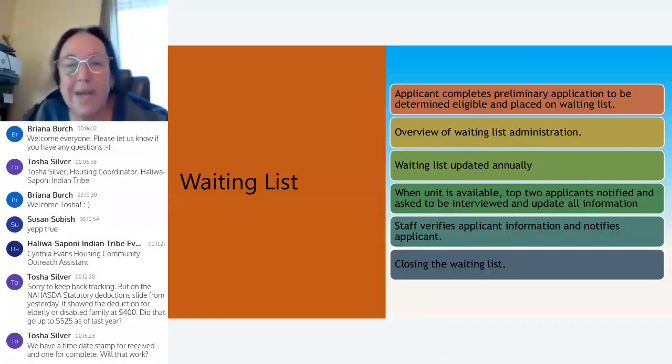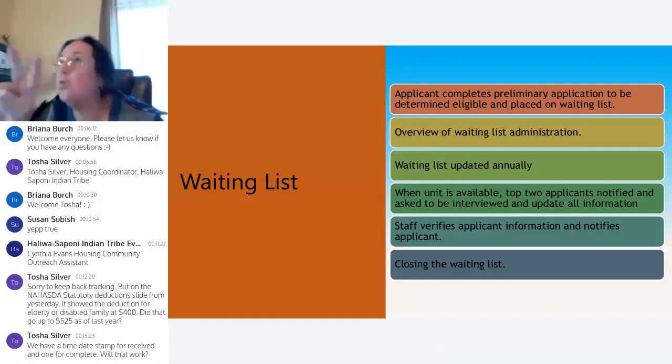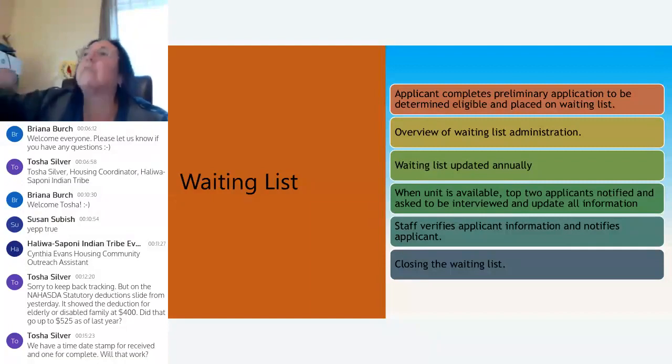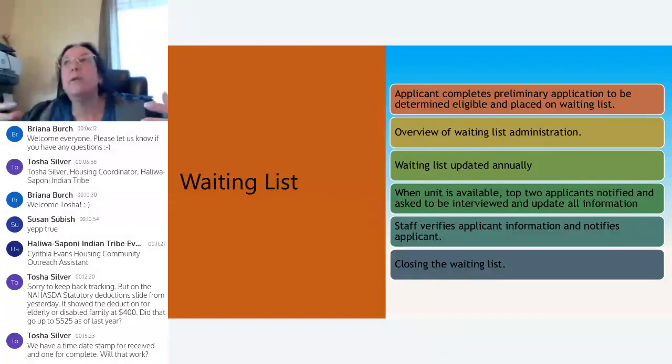So your waiting list should be updated annually. When your unit is available, the top 2 applicants are notified and asked to be interviewed and update all the information. Now, that is not what you definitely need to do. You normally pick 2 of everything. Even when I was hiring for jobs, I would pick 2, the top and the second, just in case something happened with the first pick. And I've actually had that happen. So you don't have to convene everybody together and go through it all again. This is for the record, pick number 1 and pick number 2 of everybody that's sitting here doing these screenings.